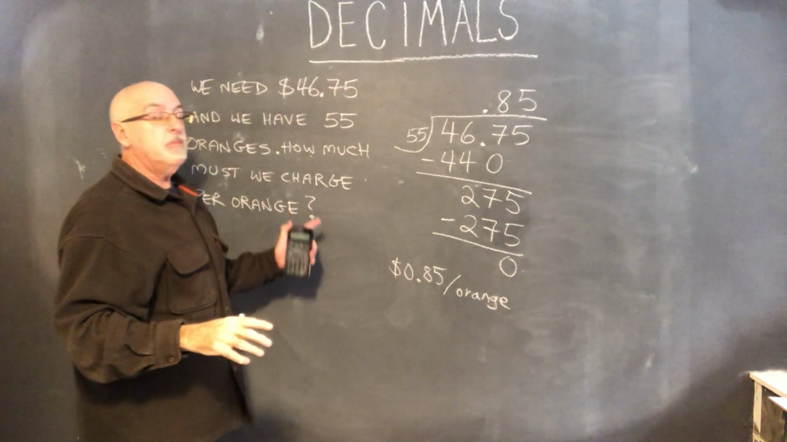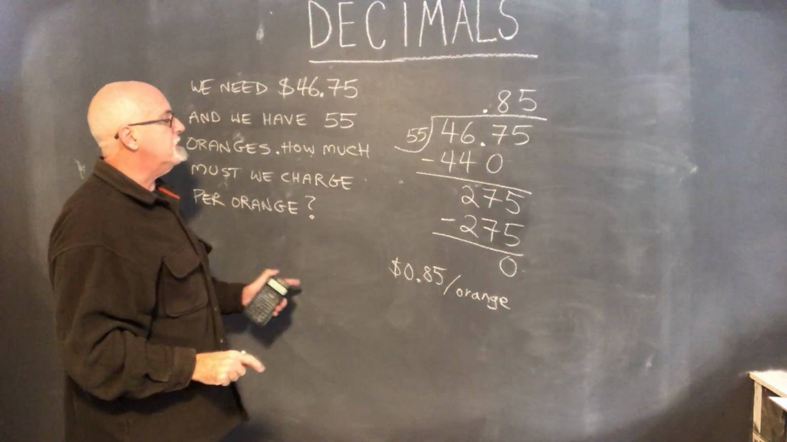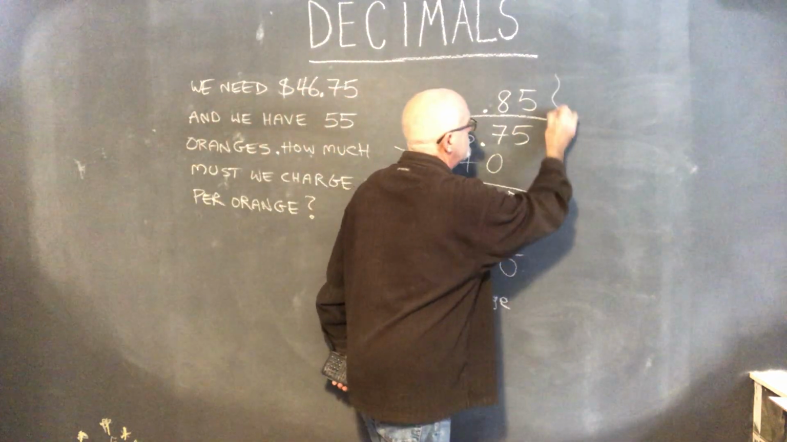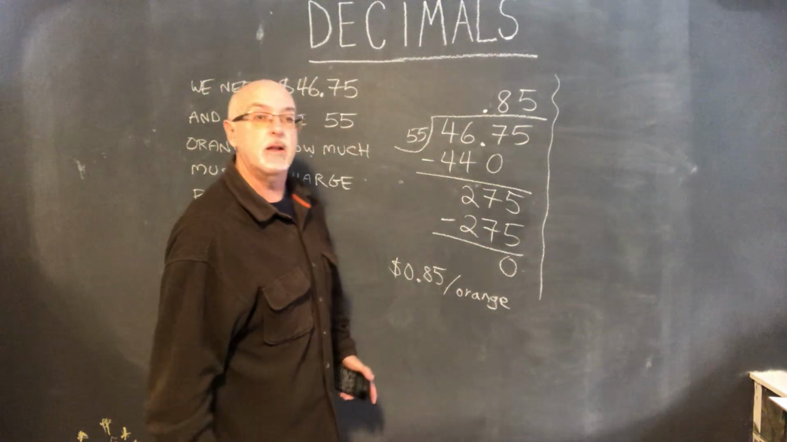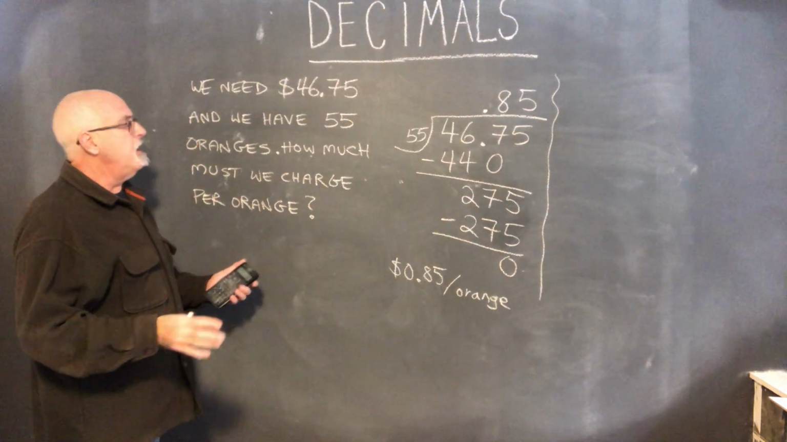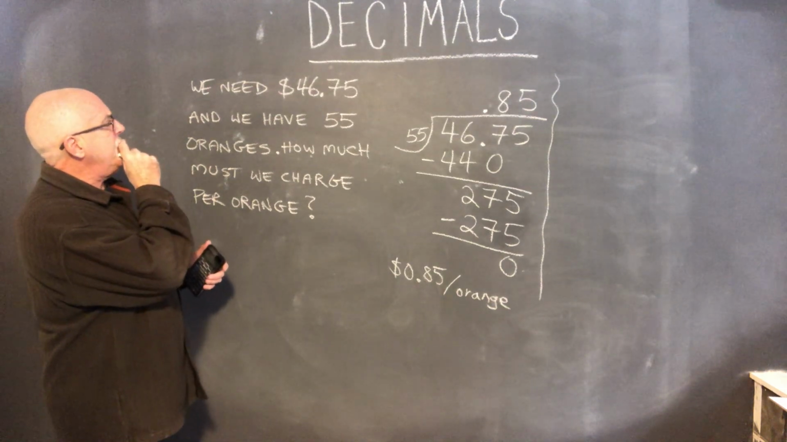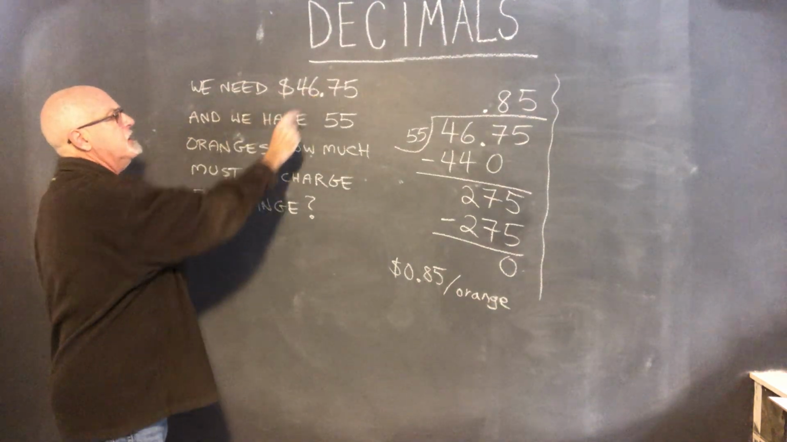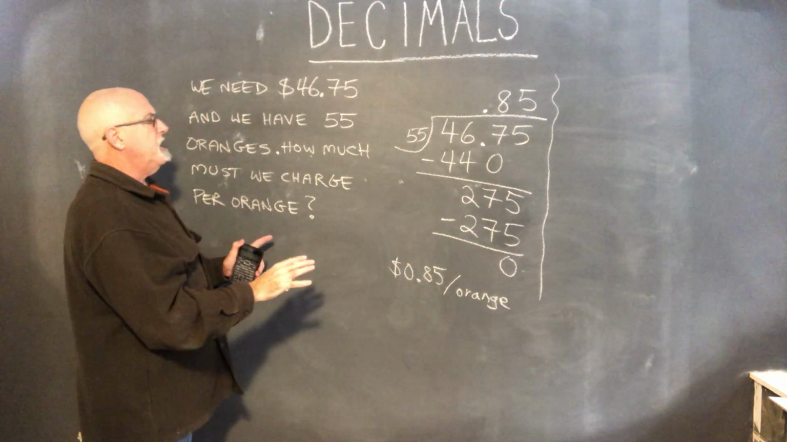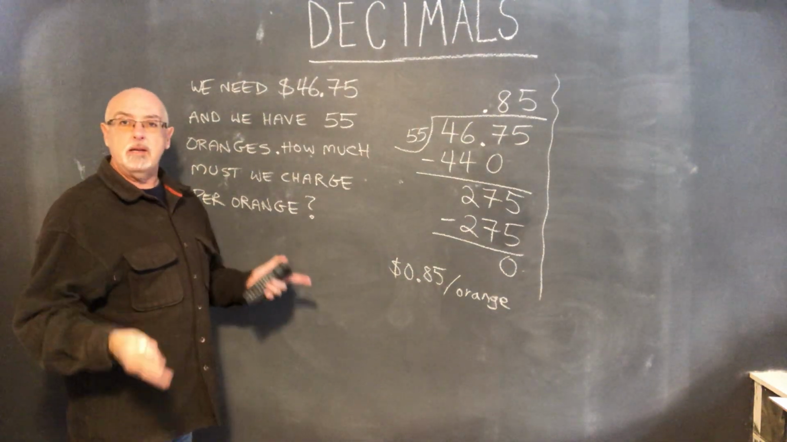Well, it depends on how the question's asked, and that's why I like trying to do this in another way. Right beside, I'm not going to erase a squiggly line. I have to make sure that it fits though. What if I asked a different problem? What if I were to say, we need $46.75 and we want to charge 85 cents per orange. How many oranges will we need to sell?